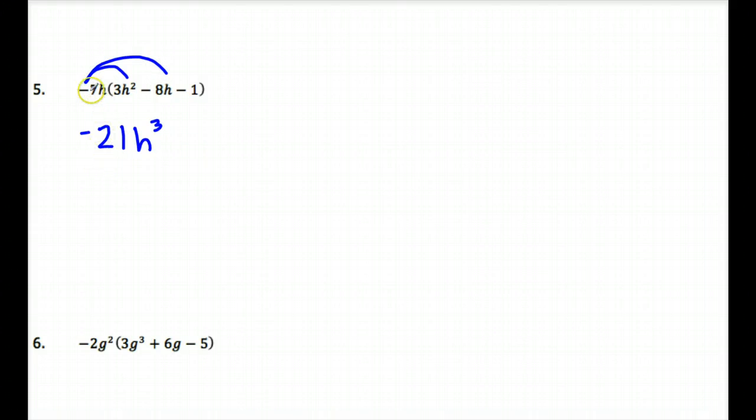Then I'll distribute to my negative 8h. Be careful with your signs. You have a negative times a negative here, so that gives you a positive. 7 times 8 is 56. H times h is h squared. And then finally we have a negative times a negative again, so we get a positive. 7h times 1 is just 7h.